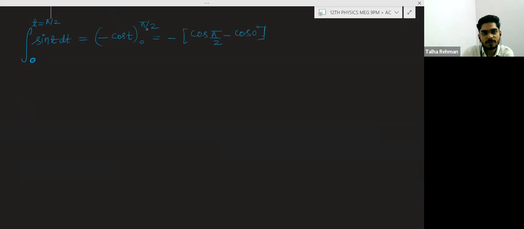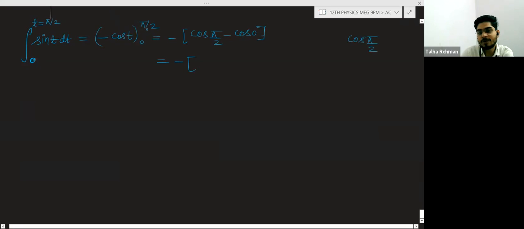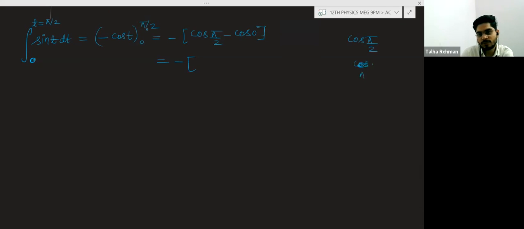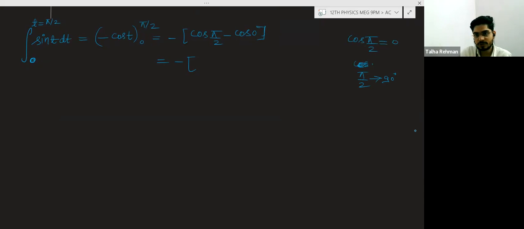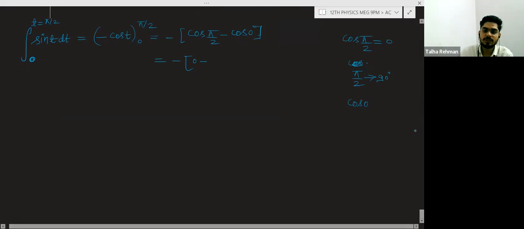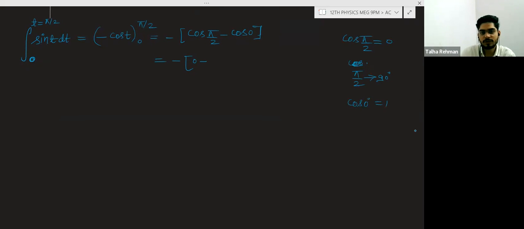So this will become minus cos pi by 2. You should know cos pi by 2 is 0. Cos pi by 2 means cos 90; pi by 2 is in radian, which means 90 degrees. So this is equal to 0. And cos 0 is equal to 1, since cos of 0 degrees is 1. So finally you will get 1.